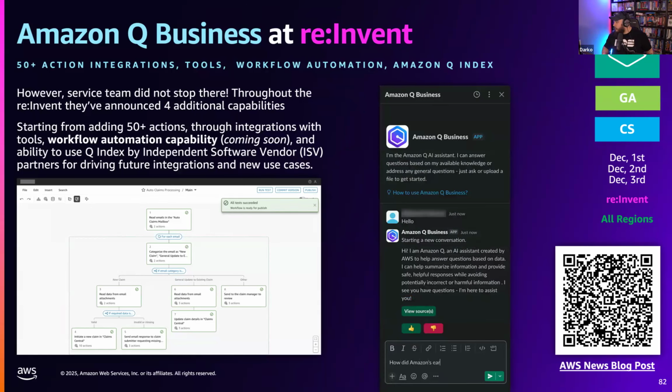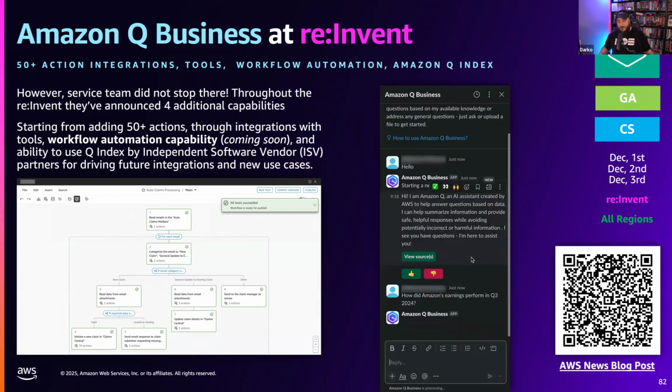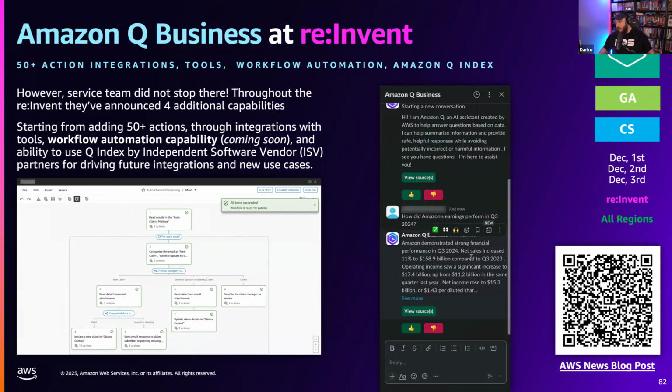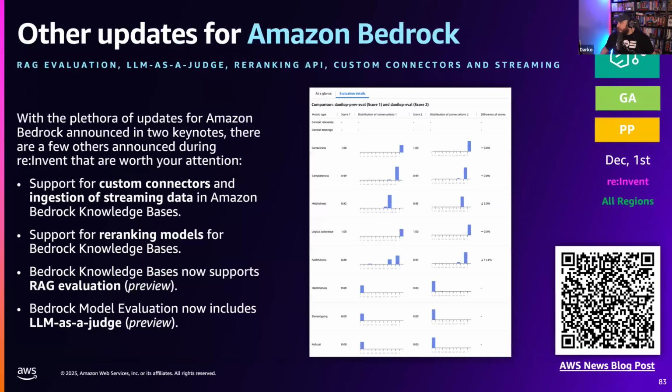So really cool. It's a very nifty feature, and we use it internally quite intensely. We have our own version of Amazon Q Business for our internal workloads. So really cool. Amazon Bedrock has a couple of additional features.